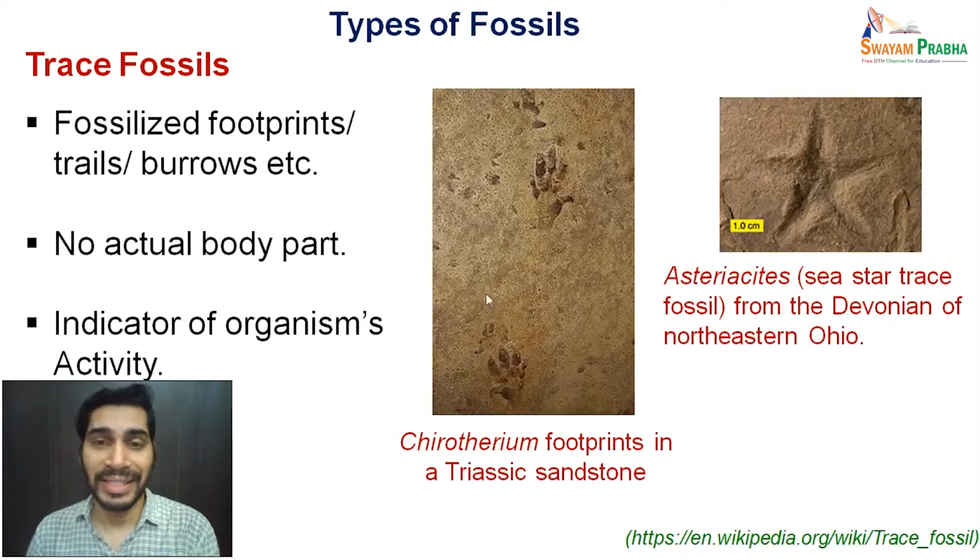For example, in this picture, you can see a Chirotherium footprint. Here you can see a sea star. Based on the structure of this trace, you can predict that it is a fossil of a sea star. What was the size of that sea star? Here you can see the size of the foot, whether it had claws or not, what kind of organism it could have been, and so on. So this kind of indirect information can be retrieved using trace fossils. That is why we call them indicators of the organism's activity, in contrast to the actual body parts which we discussed in the case of body fossils.